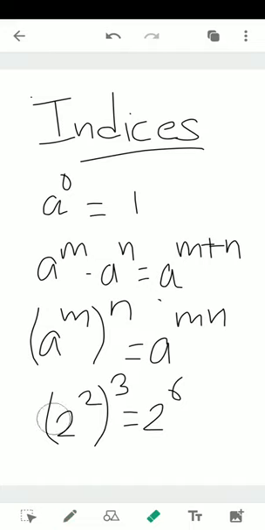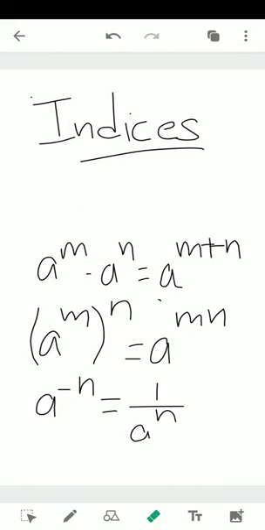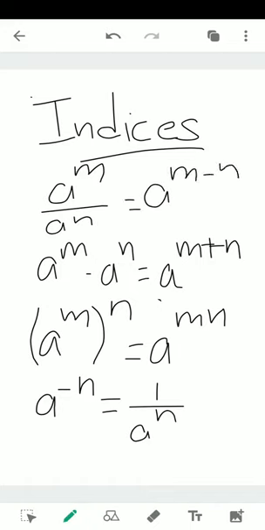So let me just write one more. I hope all of you are noting down all the rules that I'm writing. A to the power minus n, I can write it as 1 by a to the power n. So this is how we can note down all those formulas or rules. One more rule I'm going to write is a to the power m by a to the power n is nothing but a to the power m minus n. Suppose I have a cube by a square, it will be a to the power 3 minus 2, that is a. So this is the way we can explain all these rules.